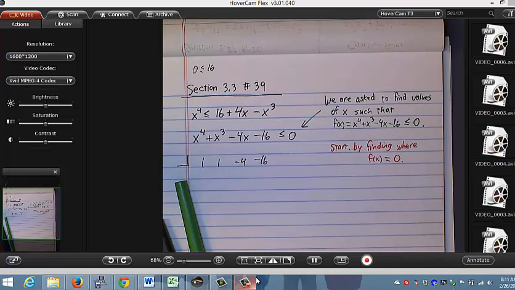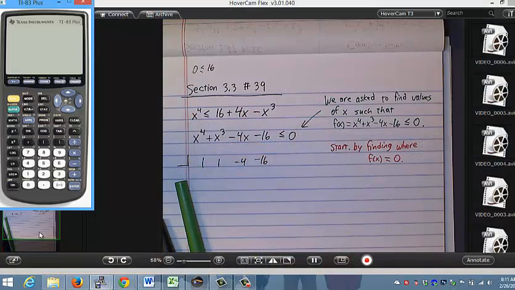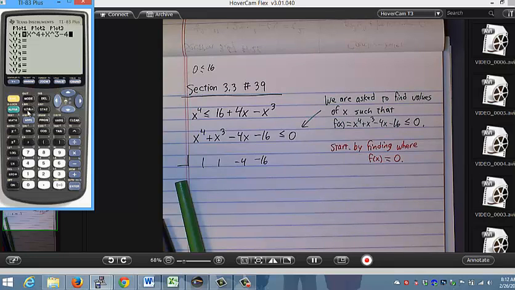I have mine. Here I go. That's not the function. I have to get to the regular old function. And let's type in x caret 4 plus x caret 3 minus 4x minus 16.